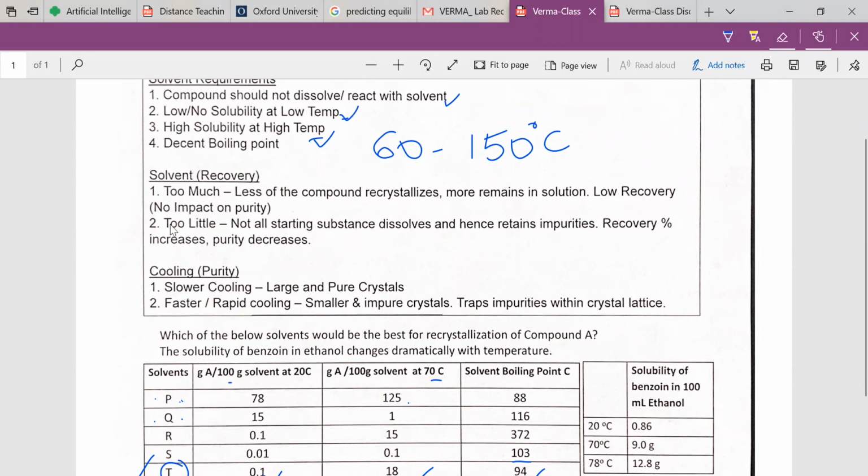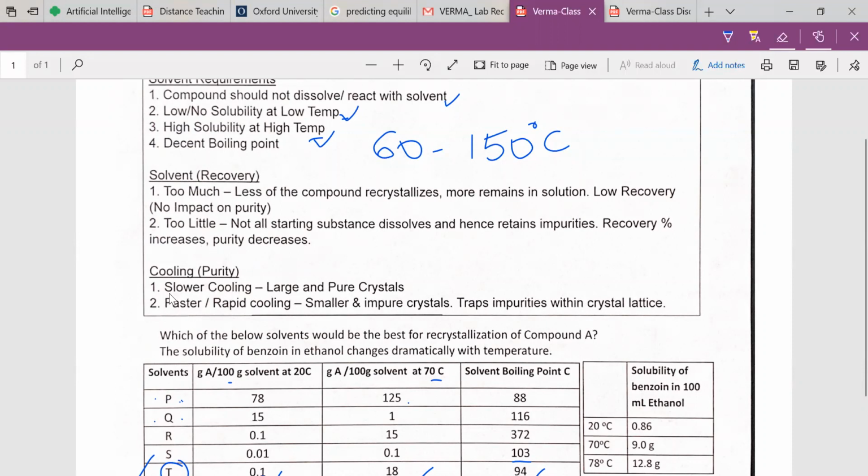But if you add too little of your solvent, not all of your starting material will dissolve, which will carry the impurities in the solid itself. You will get a higher recovery, but your purity will decrease. So you always have to remember to add enough solvent to dissolve the solid. As soon as your solid is dissolved, you will stop adding the solvent.